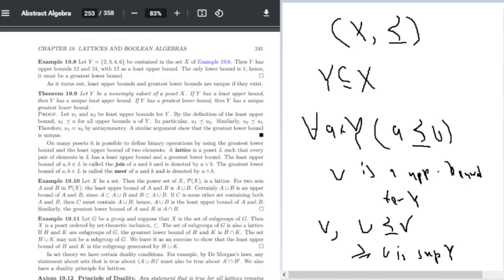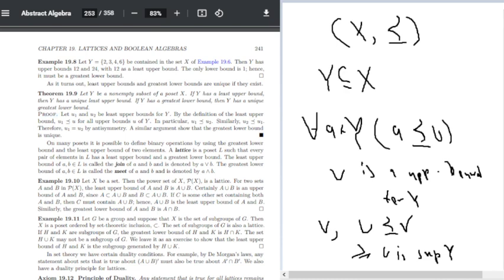Example 19.8. Let Y equal {2, 3, 4, 6} be contained in the set X of example 19.6, the division example. Then Y has upper bounds 12 and 24, with 12 a least upper bound. The only lower bound is 1, hence it must be a greatest lower bound. As it turns out, least upper bounds and greatest lower bounds are unique if they exist. So, theorem 19.9: let Y be a non-empty subset of a poset X. If, and this is important to note, Y has a least upper bound, then Y has a unique least upper bound. And similarly, if Y has a greatest lower bound, then Y has a unique greatest lower bound.